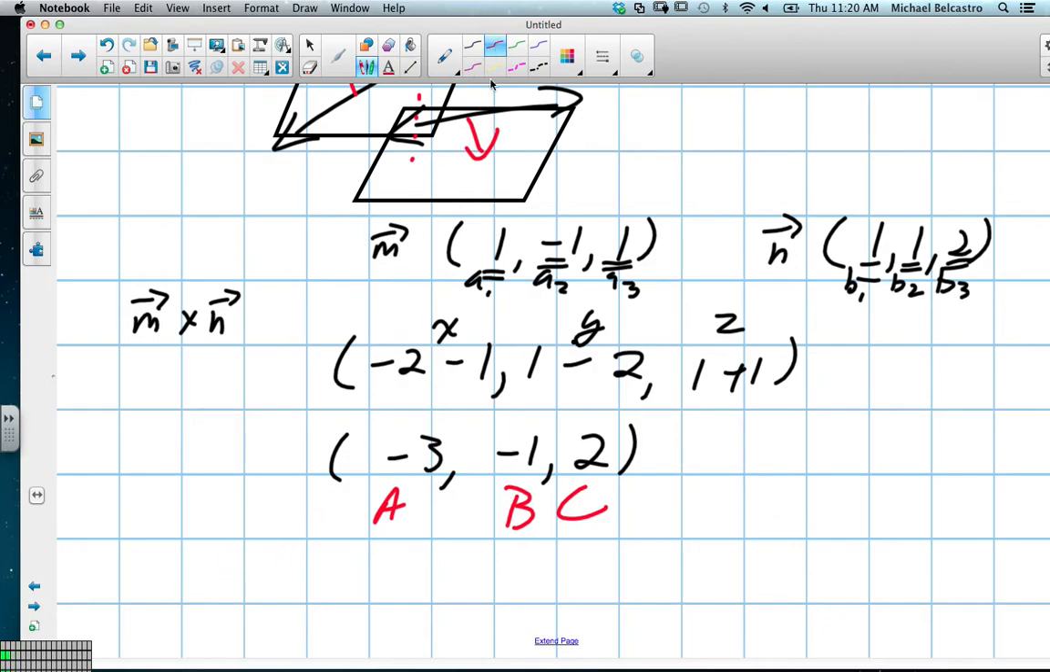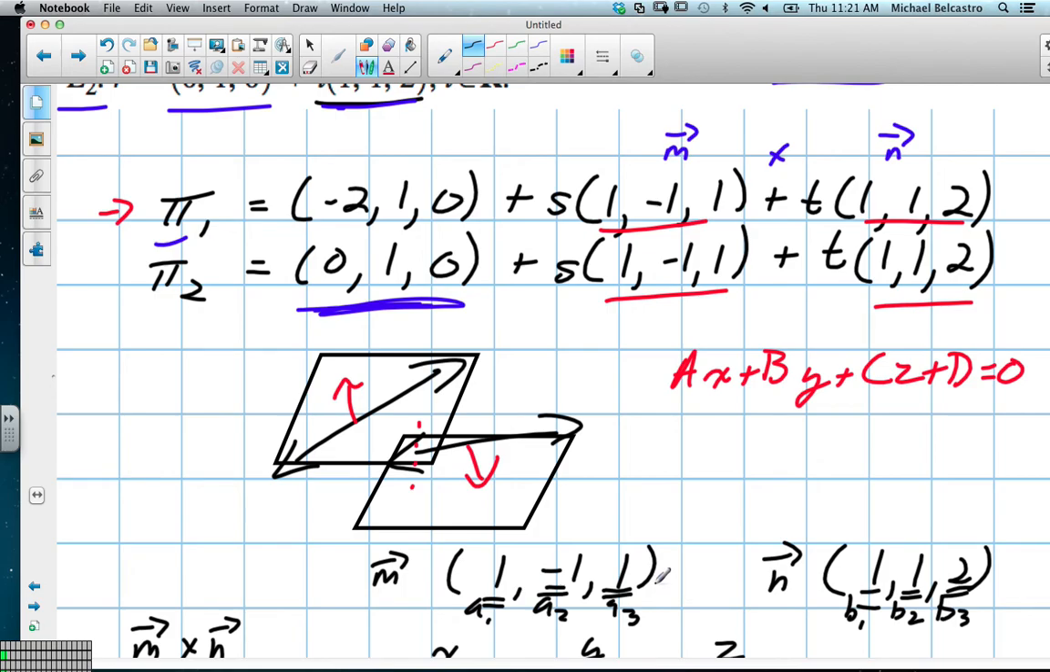So we have -3x minus 1y plus 2z, and we're missing our d value. How can we go about finding our d value in this question? Plug in a point. Exactly. We have 2 points here, and we've actually found the normal because they're parallel, both of these. Okay? Both of our direction vectors are the same, so we have the normal from both.